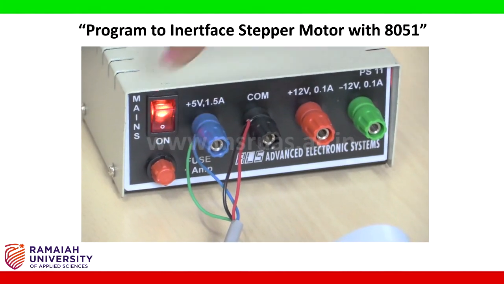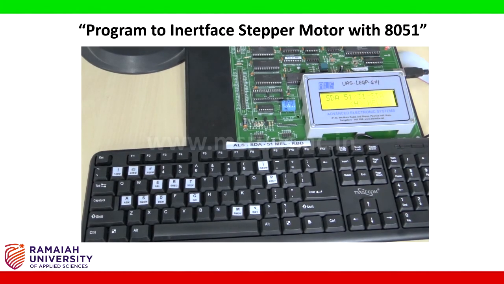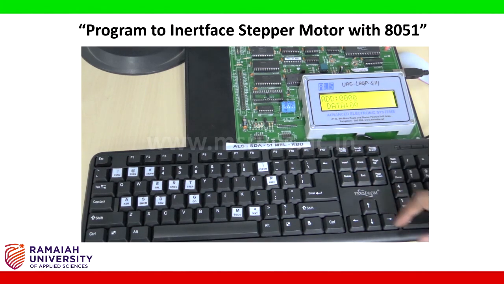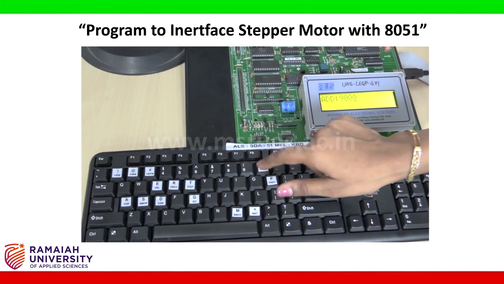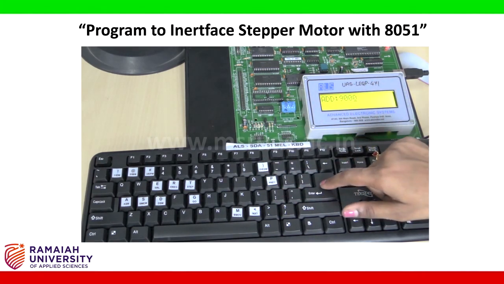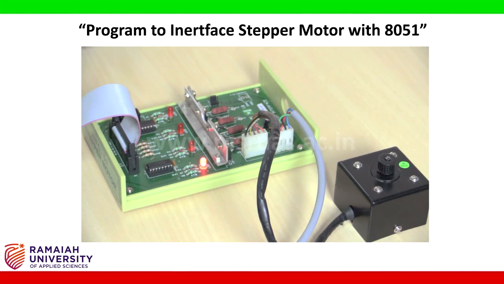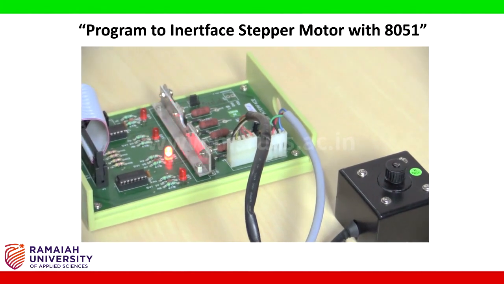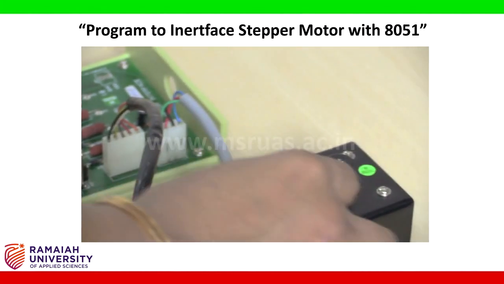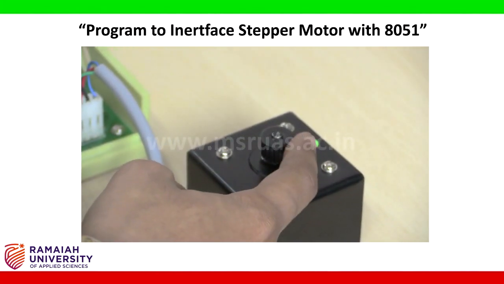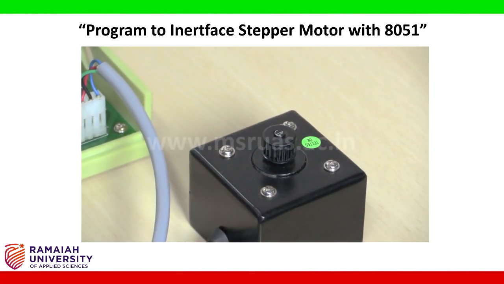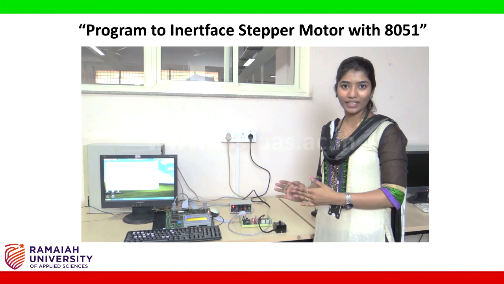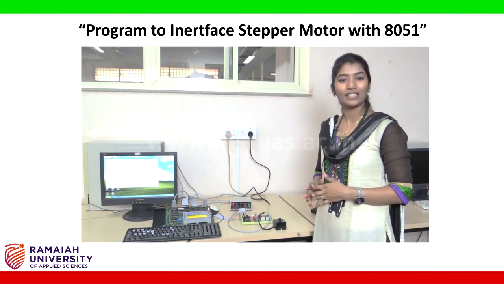Now switch on the power supply, then press reset, then press go and provide the address location from which your program has started. 9000 is the address location from which the program has started. Give enter. So now the LED starts blinking so that each and every coil of the stepper motor is getting energized. And the stepper motor has started rotating. Hence the interfacing of this stepper motor with 8051 microcontroller experiment is completed.